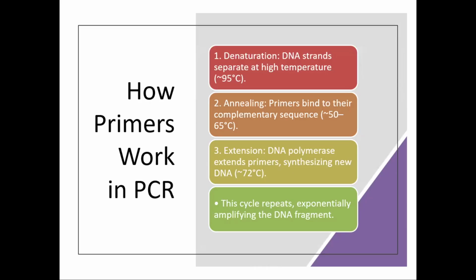How primers work in PCR. The first step is denaturation, where DNA strands separate at high temperatures. The second step is annealing, where primers bind to their complementary sequence. And the last step is extension, where DNA polymerase extends primers, synthesizing new DNA. And as the cycle repeats, it exponentially amplifies the amount of DNA fragments.